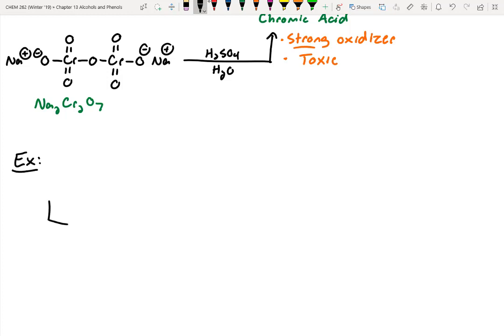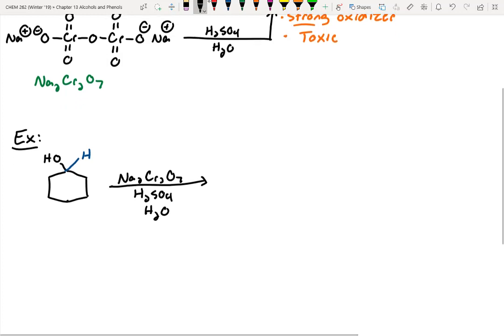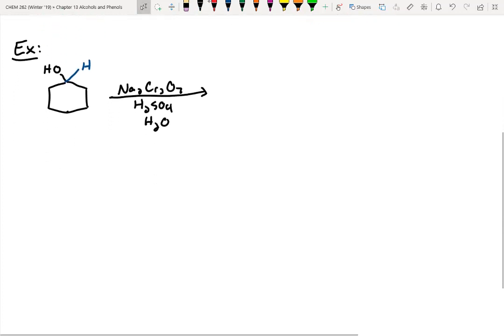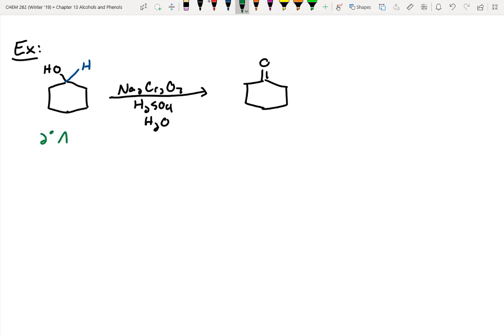Okay, so let's say we've got this alcohol, one you're hopefully familiar with at this point. So cyclohexanol. If we treat this with an oxidant, so let's say we use Na2Cr2O7 and H2SO4 and water, what we will do is a 2-electron oxidation, and we can convert that directly to the ketone. So in this case, we went from a secondary alcohol to a ketone.